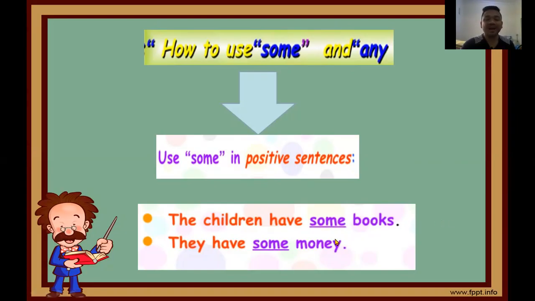Now, number two, they have some money. So this is also a positive sentence. But after the word some here we have the noun money. And money, on the other hand, is an uncountable noun. So therefore, we can use some in positive sentences, with both uncountable nouns and countable nouns in plural form. Okay, take note of that.